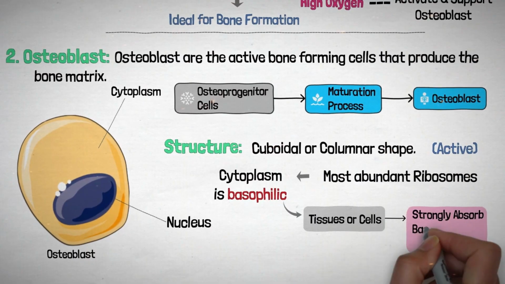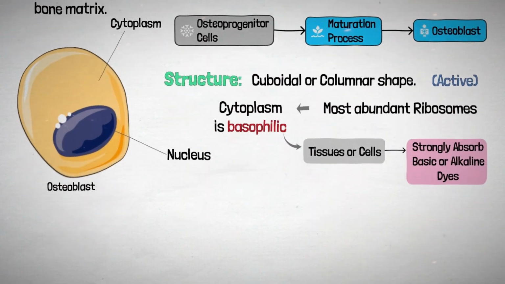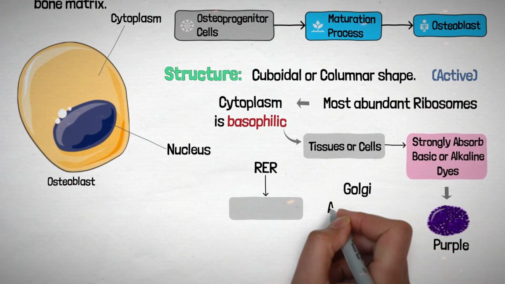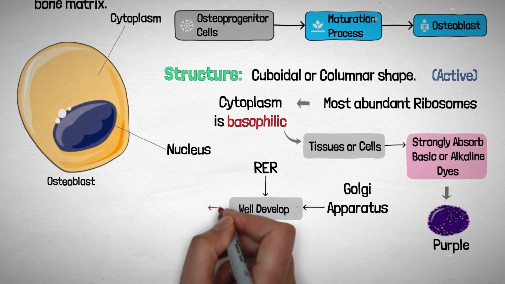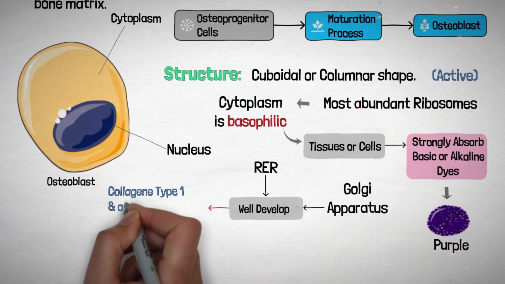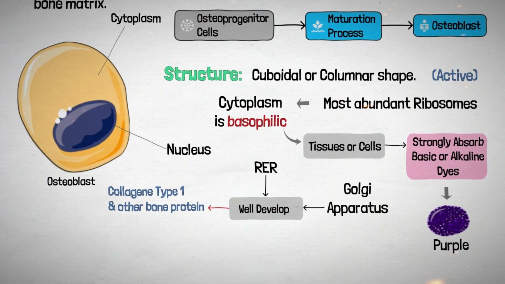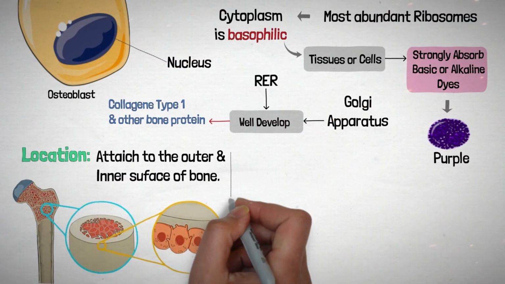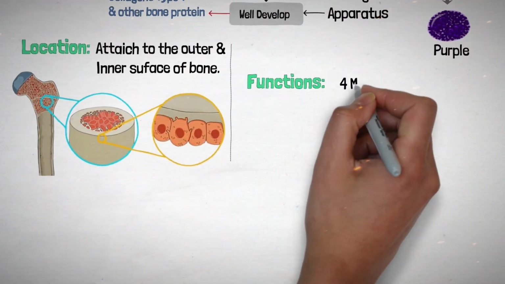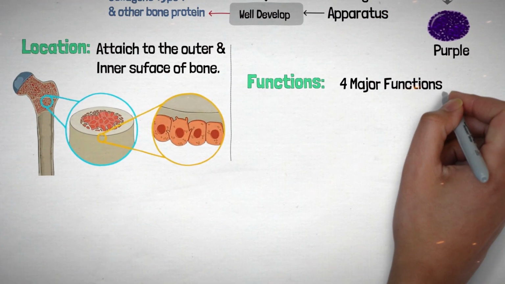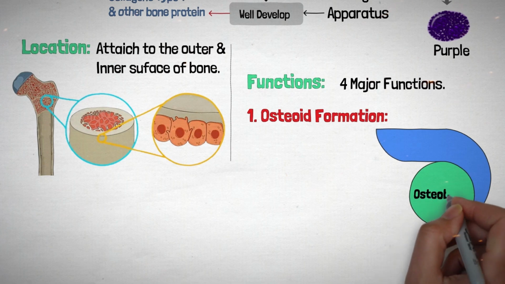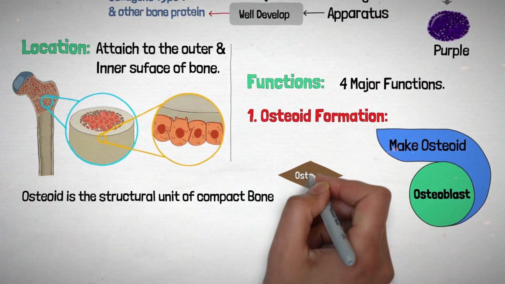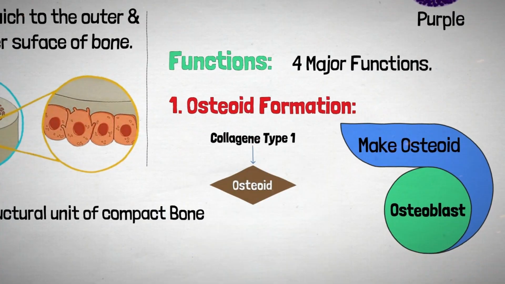Inside, the rough endoplasmic reticulum and Golgi apparatus are well developed because these cells produce and secrete collagen type I and other bone proteins. They are arranged in a single layer on the outer and inner surfaces of the bone and perform four major functions. In the stage of formation, osteoblasts create the organic matrix known as osteoid, which is the structural unit of compact bone, and it is composed of collagen type I, glycosaminoglycans, and glycoproteins.